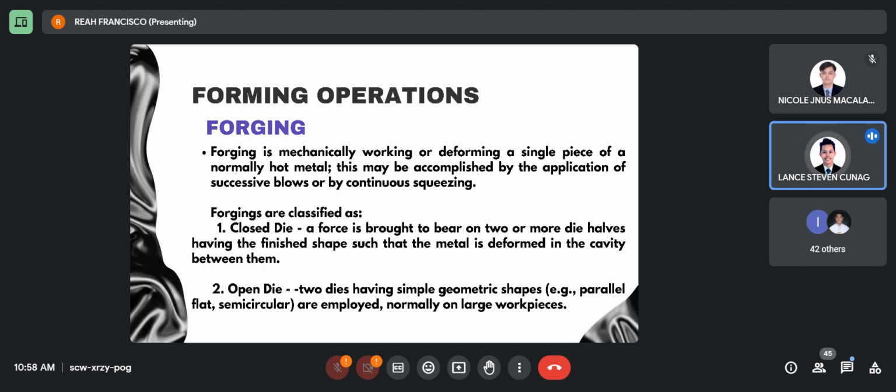In mechanical properties, while open die forging may not provide the same level of control over material properties as closed die forging, it can still improve the strength and other mechanical properties of the metal. In applications, open die forging is often used in the production of large and non-standard forgings such as shafts, bars, and rings. And closed die forging is used in the production of critical components in various industries such as automotive, aerospace, and oil and gas. Examples of parts include gears, connecting rods, and turbine blades.